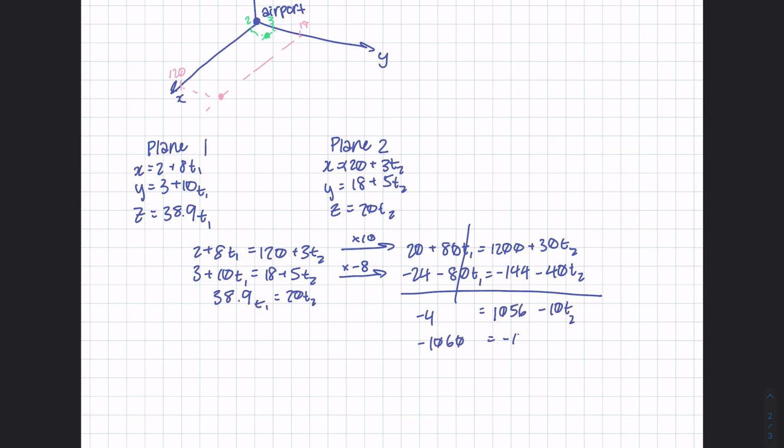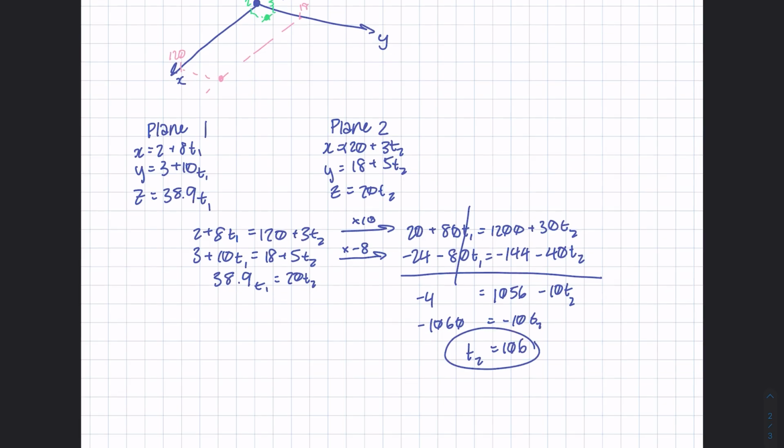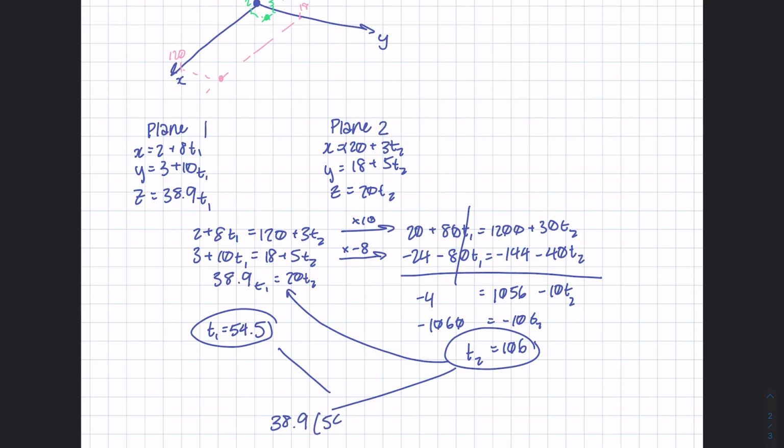Solving for t2 alone gets us that t2 equals 106. Using t2 equals 106, we can plug back into one of the initial equations and get that t1 equals 54.5. By themselves, the values don't prove anything. However, when we test t1 and t2 for our position of z after equating the z of plane 1 and plane 2, we find that the equation for z is also satisfied, proving that an intersection will take place.